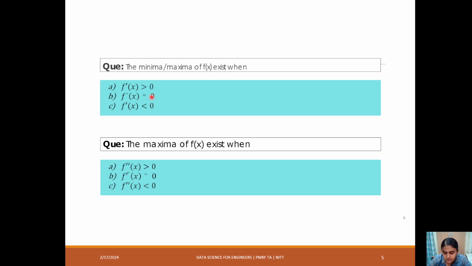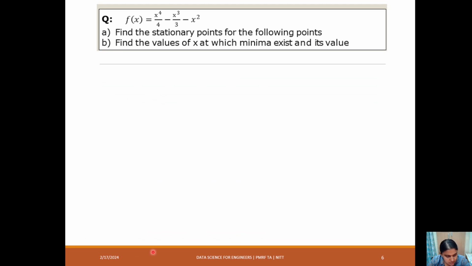Now the next one, we'll move on to a simple question. So the similar kind we will be seeing in the assignment questions also. So it has been given that f of x equals x raised to 4 by 4, you can also do it with me, x raised to 4 by 4 minus x cube by 3 minus x square. So in this case first you have to find f dash of x and substitute it equal to 0.